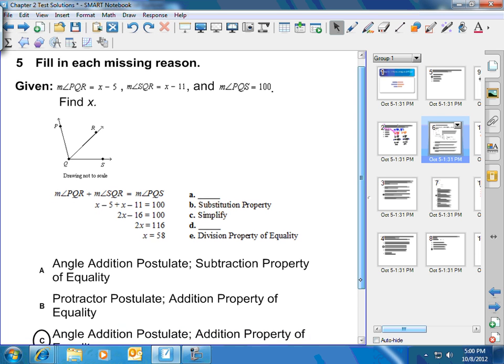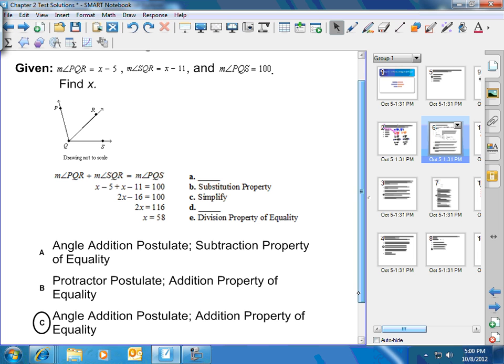Number 5, it's given that the measure of angle PQR is equal to x minus 5, and the measure of angle SQR is equal to x minus 11, and the measure of angle PQS is equal to 100. And we're to find x, and we're to justify each step in finding x.